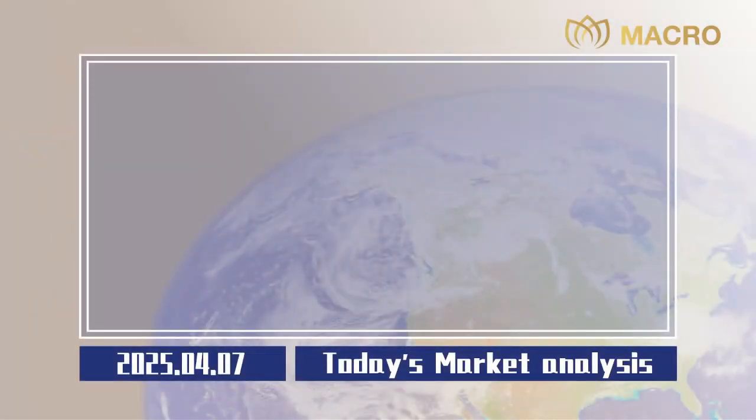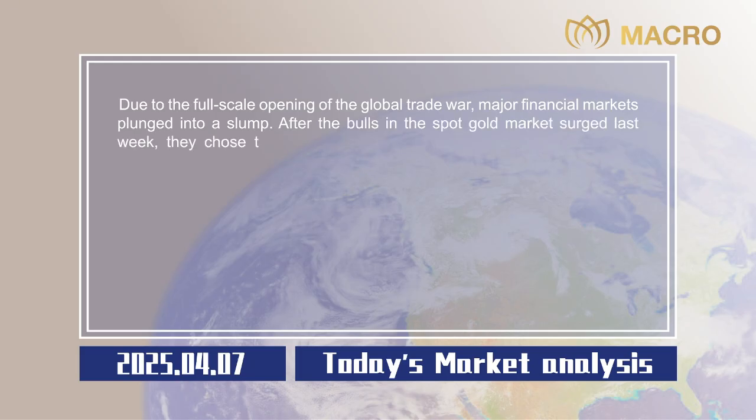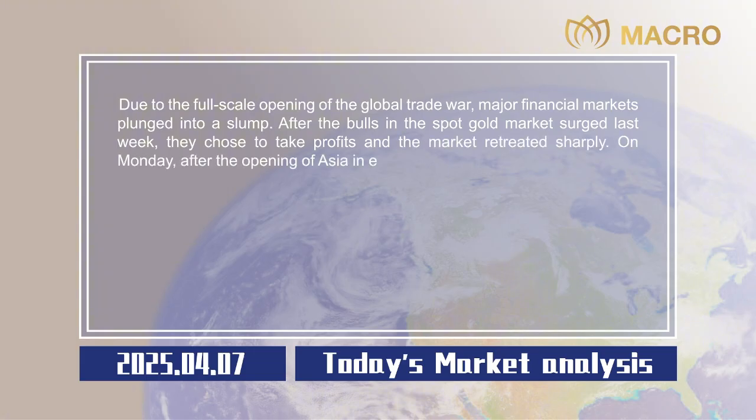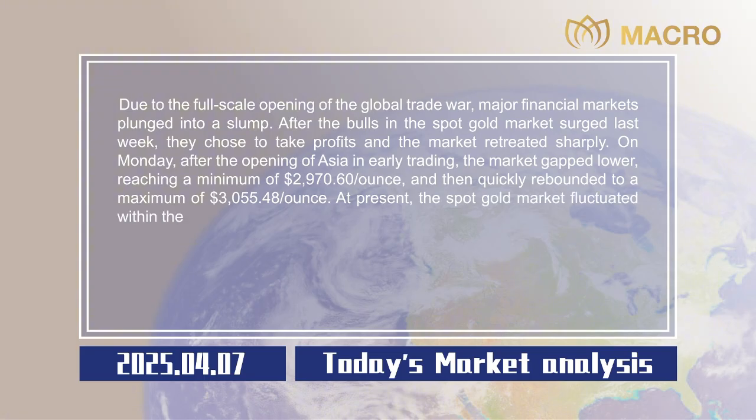Market analysis. Due to the full-scale opening of the global trade war, major financial markets plunged into a slump. After the bulls in the spot gold market surged last week, they chose to take profits, and the market retreated sharply. On Monday, after the opening of Asia in early trading, the market gapped lower, reaching a minimum of $2,970.60 per ounce, and then quickly rebounded to a maximum of $3,055.48 per ounce.